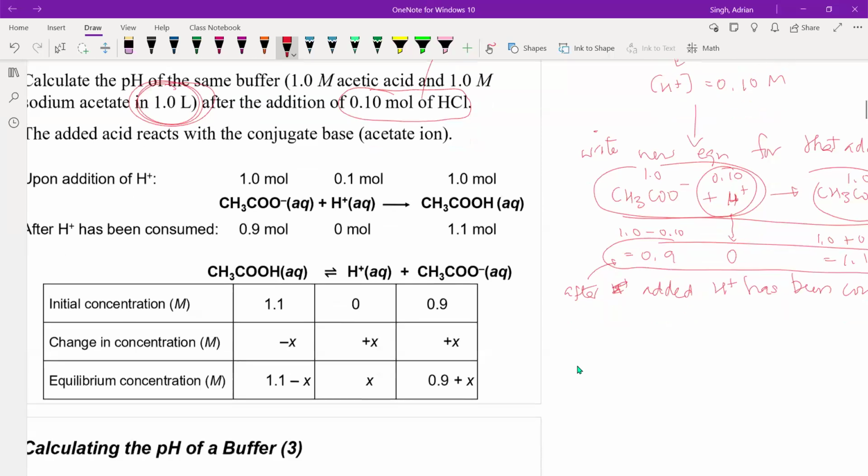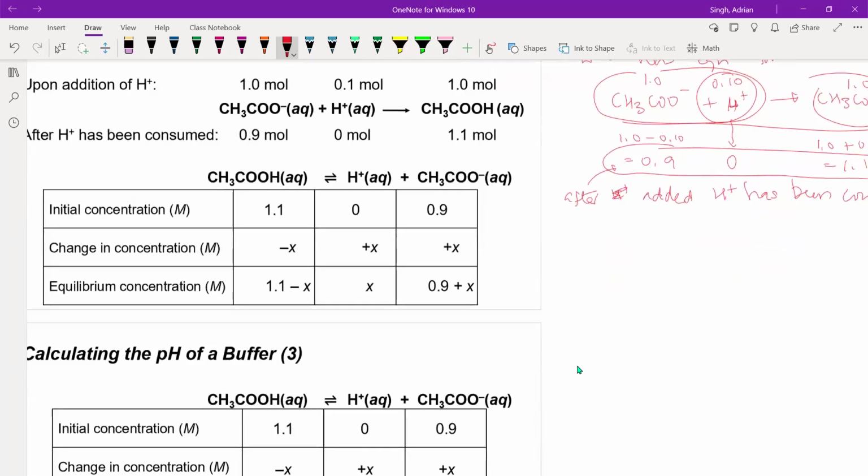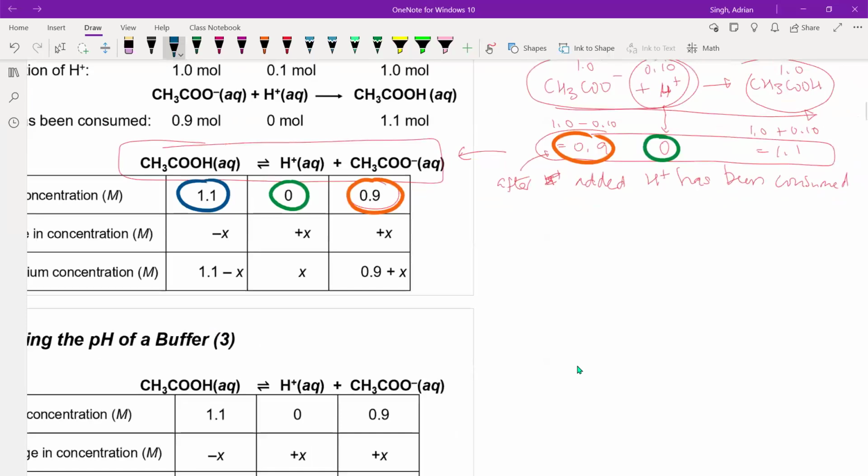So this is then what we're going to insert into our new ICE table. So we have our CH3COOH now reversibly forming our H+ and our CH3COO minus. We can insert these values. So our CH3COO minus is 0.9 molar. Let's color code these. That's in orange. Our H+ here is going to be nothing. And then the acid here was 1.1 that we calculated.